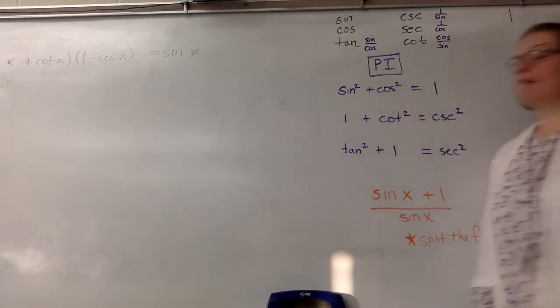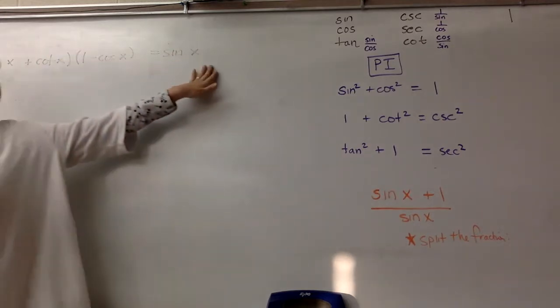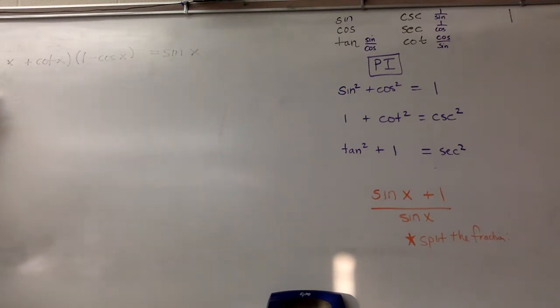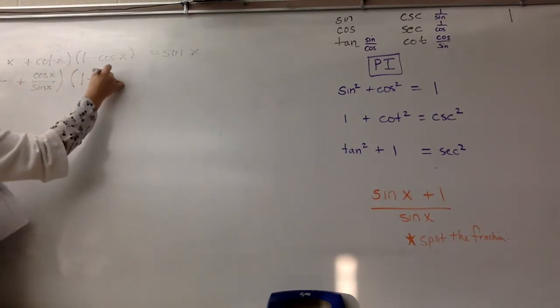So I'm going to start on the left side. Based on what you did yesterday, what do you think would be a good strategy? You want to go to all sines and cosines? All right, that would actually be a good idea here because the answer we're looking for is just going to be in terms of sine, and since everything here is not in sine, converting would be very helpful. So step 1 would be to take 1 over sine x plus cosine x over sine x times 1 minus cosine x.